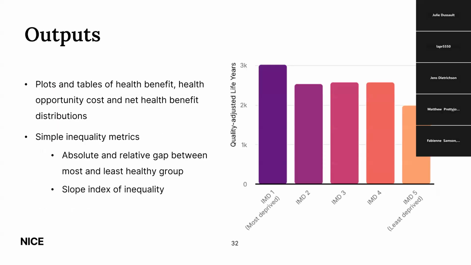Just a quick word on outputs before I finish on this primer for DCA: you would basically present plots and tables showing these three different components: the health benefit, the health opportunity costs, and the net health benefit distributions. An example of that is shown in this plot here. You might also plot some inequality metrics, as I mentioned a little bit at the start. You might have gaps or ratios. You might have the slope index of inequality, which is a regression-based measure. There are more complex measures, ones that, as I'll come on to, NICE hasn't looked to adopt.